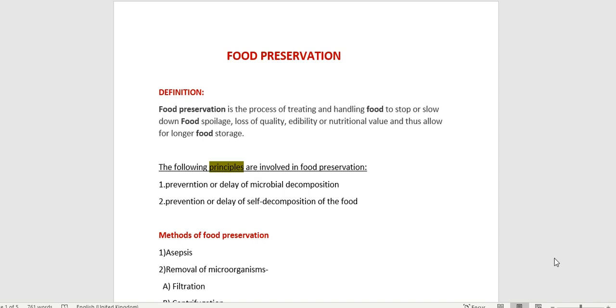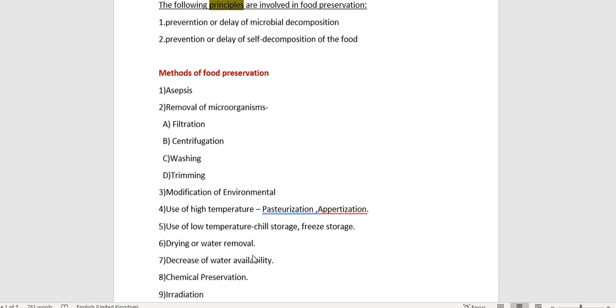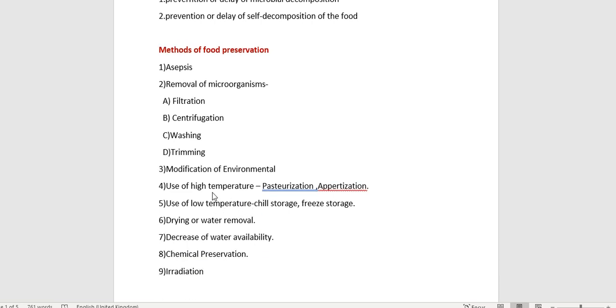Hi everyone. In the previous part, we have gone through the first four types of methods of food preservation, that is asepsis, removal of microorganisms, modification of environmental conditions, use of high temperature. And in this part, we are going to discuss the rest of the five types of methods of food preservation, that is use of low temperature, drying or water removal, decrease of water availability, chemical preservation, and irradiation.